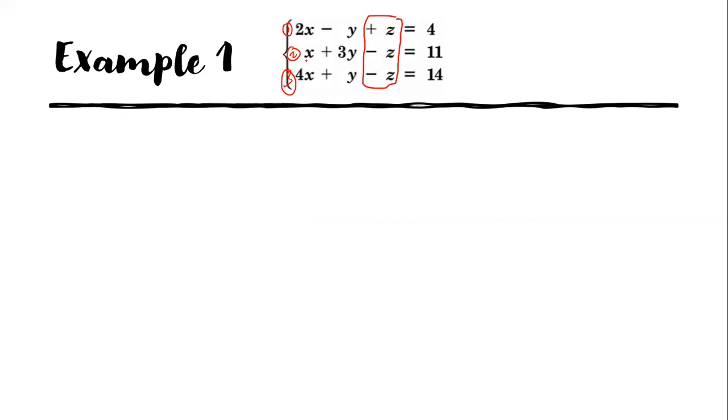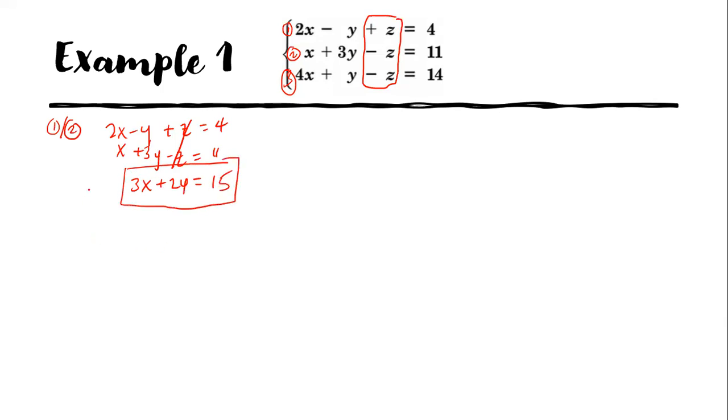So to eliminate z, we're going to choose 2 equations at a time to work elimination with. So let's do 1 and 2. Why 1 and 2? Because our z's are going to go away fairly quickly if we do 1 and 2. So we have 2x minus y plus z equals 4. And then we have x plus 3y minus z equals 11. We're going to combine. Our z's are going to cancel out. And we're left with 3x plus 2y equals 15. Okay?